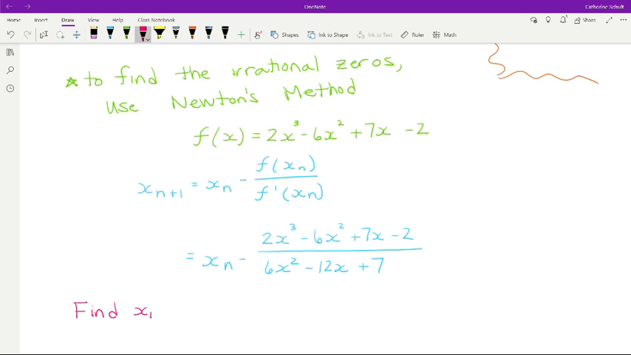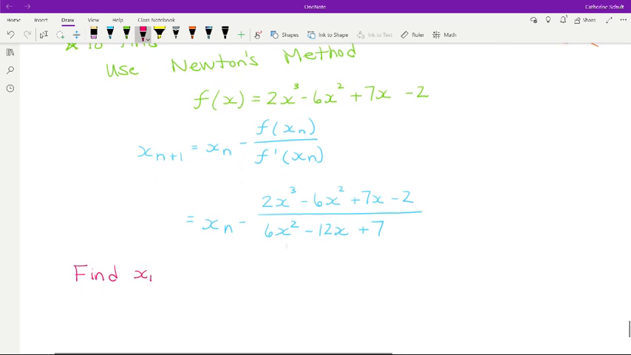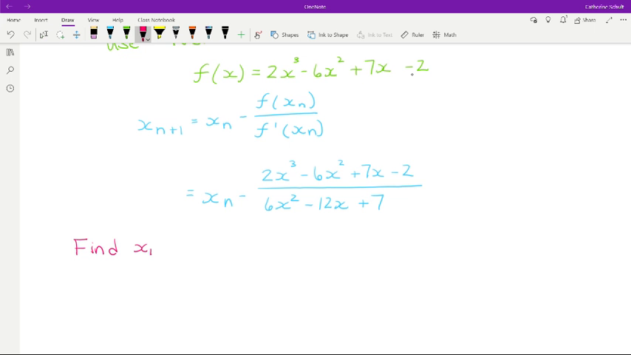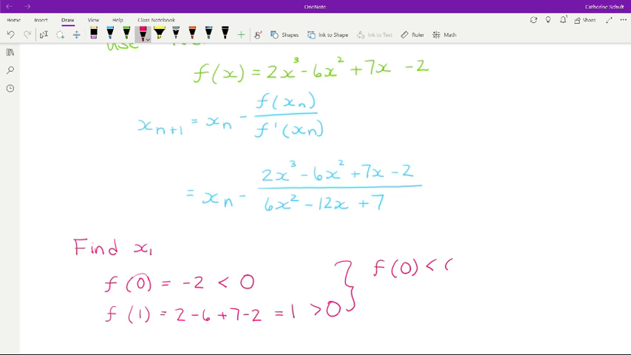Okay, and then we can just stare at this. Sometimes we make a guess, sometimes it's number sense. I'm looking at the constant. The constant's -2. So if I plug in 0 to our polynomial, we're going to get that constant, -2. So I'm going to try a number close to 0. How about 1? And what happens if I plug in 1? We're going to get 2 minus 6 plus 7 minus 2, which is equal to +1. All right, so there we go. So f of 0 is negative, and f of 1 is positive. So we know the zero is between those.